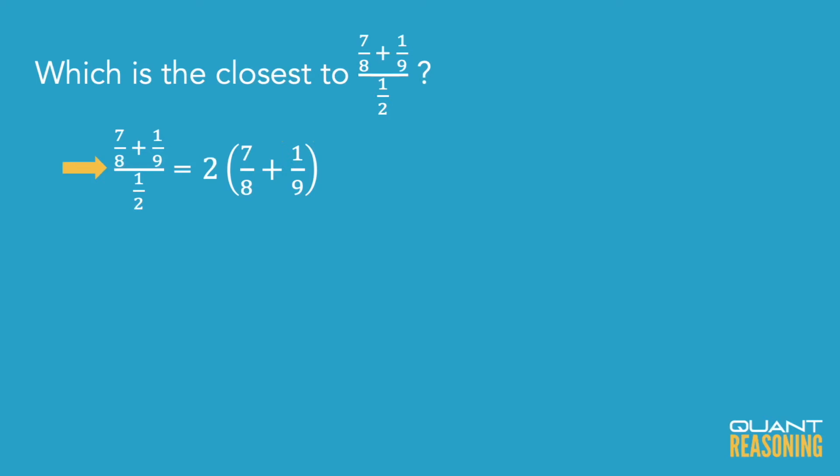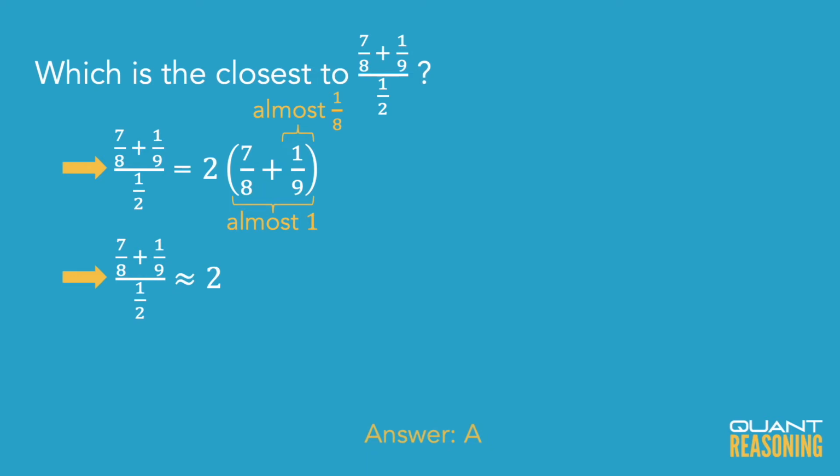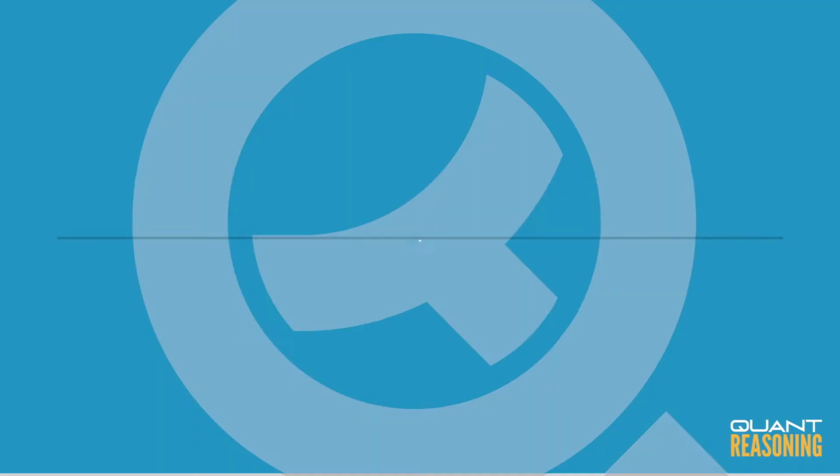So looking at the numerator, I have 7/8, which is almost 1, right? It's just missing 1/8. But then we're adding 1/9 to it. But 1/9 is practically 1/8. It's just very slightly less than 1/8. So when I add the 7/8 plus almost 1/8, I get 1. And then when you double that, you get 2. So I'm going to go ahead and pick 2 and move on to the next question.